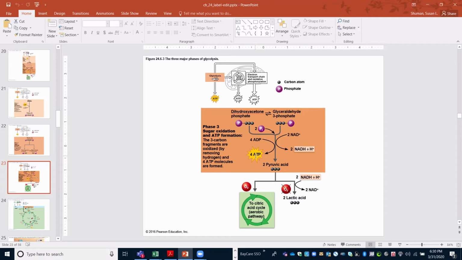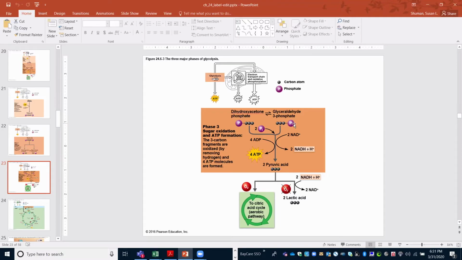We're going to now create 4 ATPs. So now how many ATPs did we net? We put in 2. We came out with 4. So what's our gain? 2, right. So we've got 2 ATPs. That's lovely. Not very much, though, when we're looking for 32, 34, 36. Yeah, we're looking for a lot more.